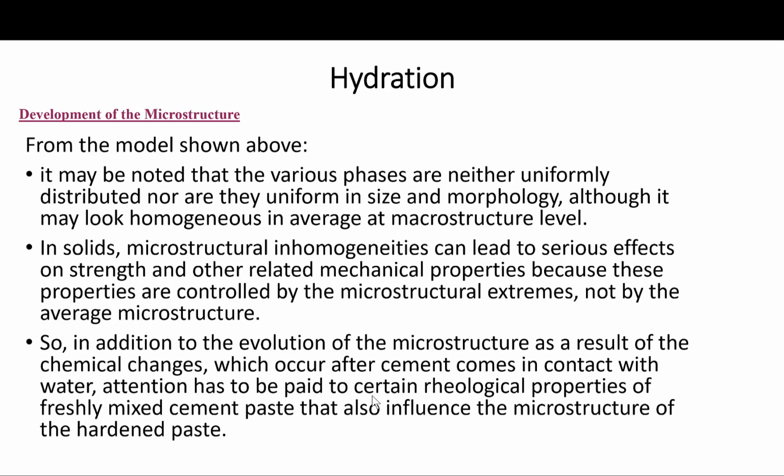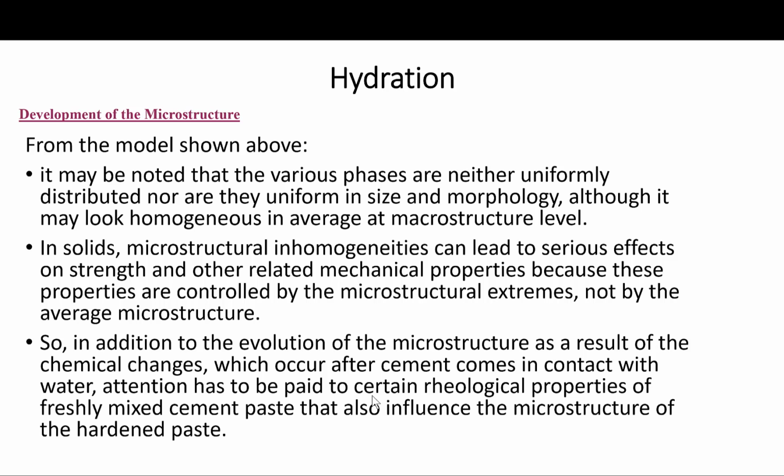So from this model I have just shown, it may be noted that the various phases are neither uniformly distributed nor uniform in size and morphology. In solids, we have to just remember this: the microstructural inhomogeneities can lead to serious effects on the strength and other related mechanical properties, because these properties are controlled by the microstructural extremes, not by the average microstructure.